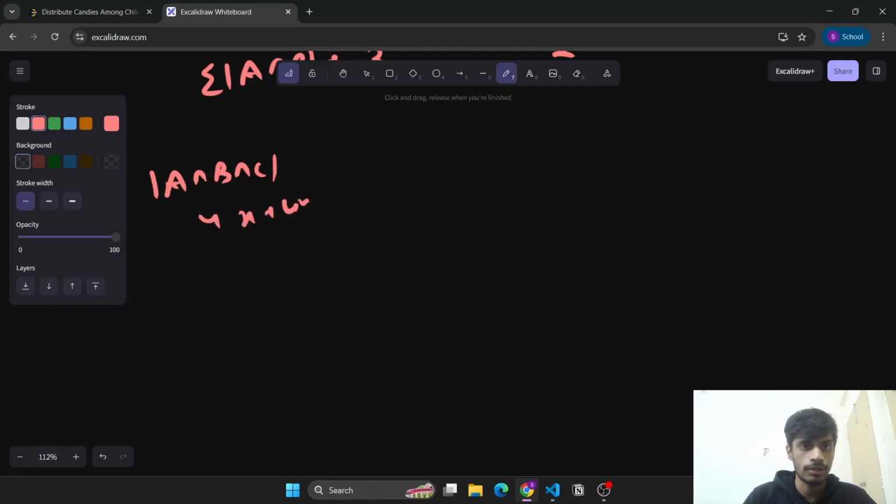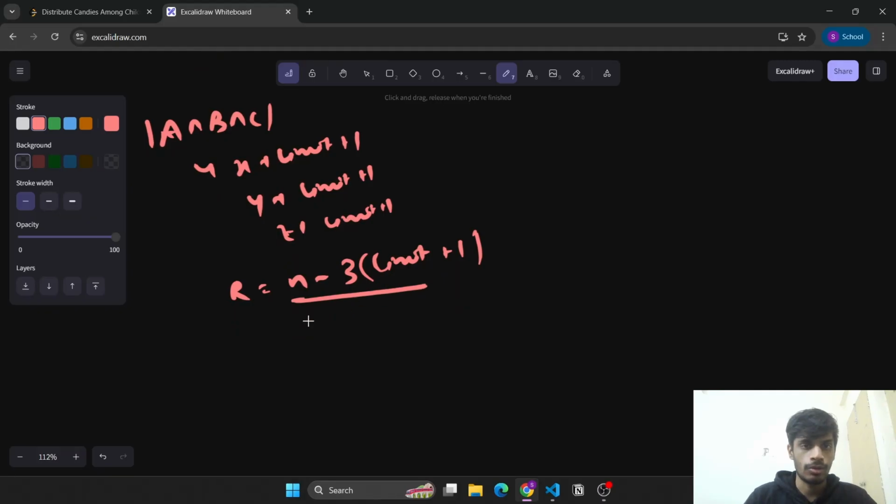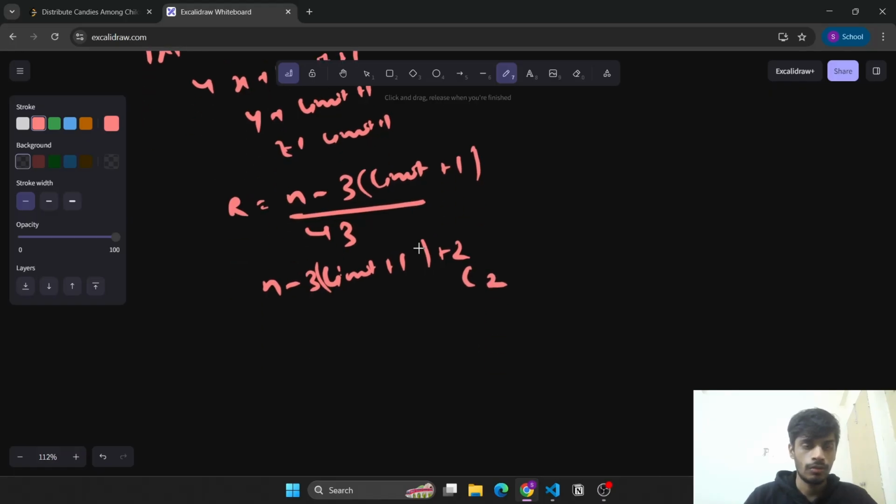So we will get x as limit plus 1 candies, y also limit plus 1, and z also limit plus 1. So the remaining would be n minus 3 into limit plus 1. And now we need to distribute it among 3 children. So the ways would be n minus 3 into limit plus 1 plus 2 c2, which is n minus 3 into limit minus 1 c2. This is a intersection b intersection c.